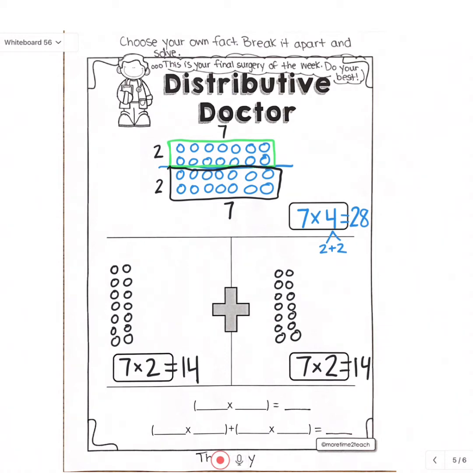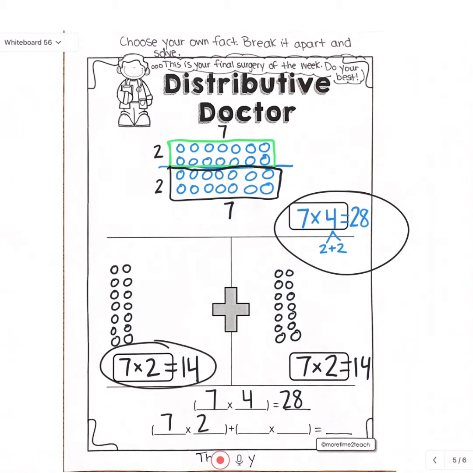Okay, I'm copying my original fact right here. In the first section, 7 times 4 equals 28. Now I'm going to copy the two smaller facts. So 7 times 2 equals 14. I'm going to do the caret down. And then my other smaller fact, 7 times 2 equals 14. Now I'm adding these because I see the plus sign. So 14 plus 14 equals 28.